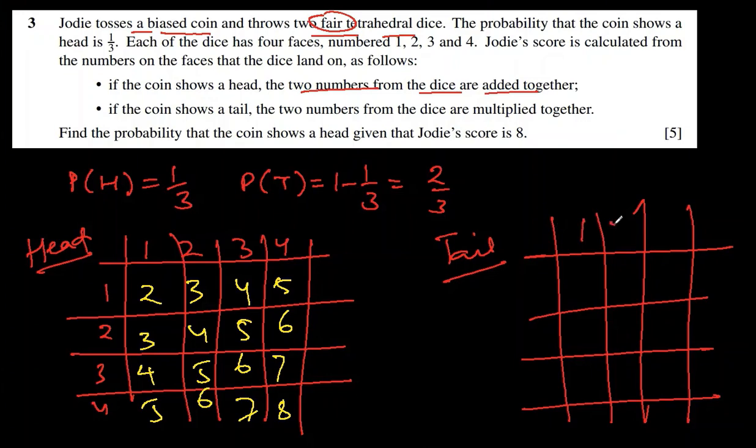So 1, 2, 3, 4. First die, second, 1, 2, 3, 4, second die. Alright, so now we need to find the score if it was tail. And if it was tail, the dice are multiplied.